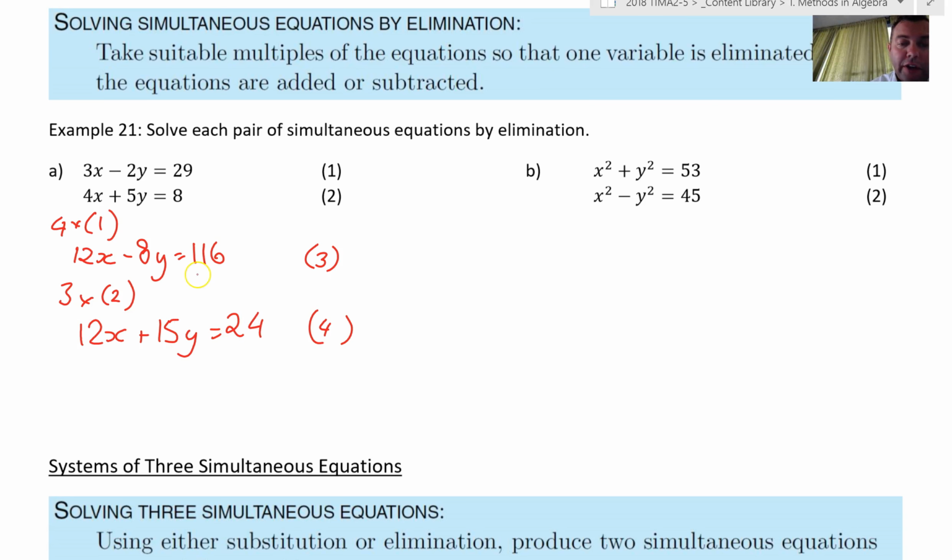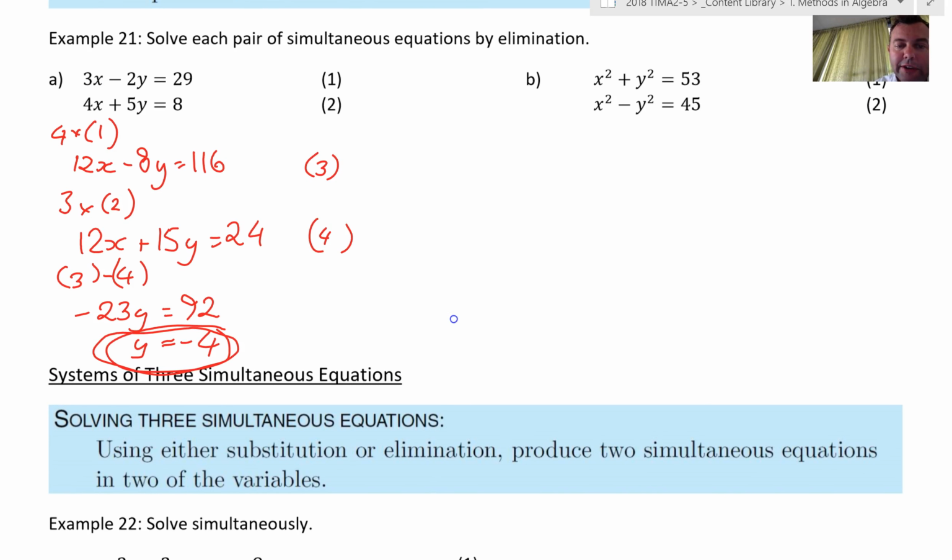Now, I think if I do equation 3 minus equation 4, what that gives me is 12x minus 12x, no x's. Negative 8 minus 15y gives me negative 23y. 116 minus 24 is 92. So y equals negative 4. Halfway to the answer, right? Halfway, but not finished.